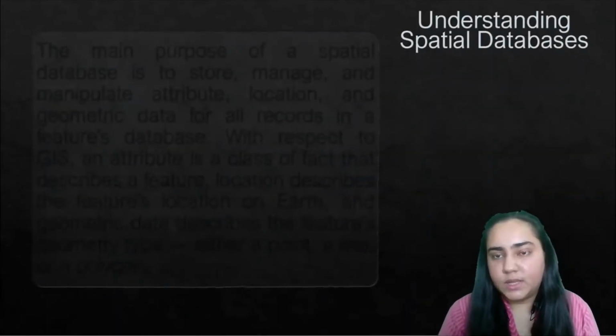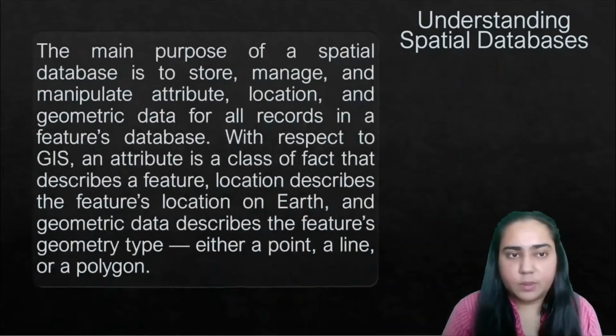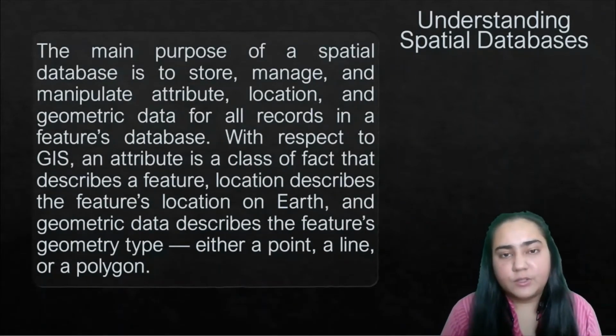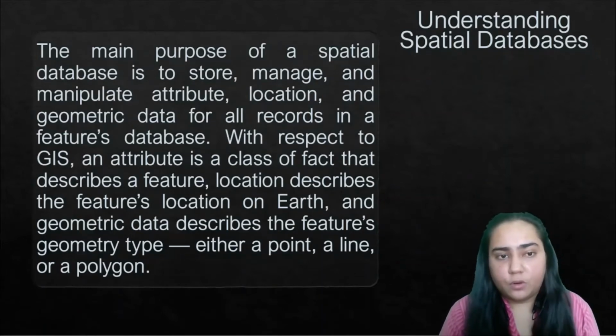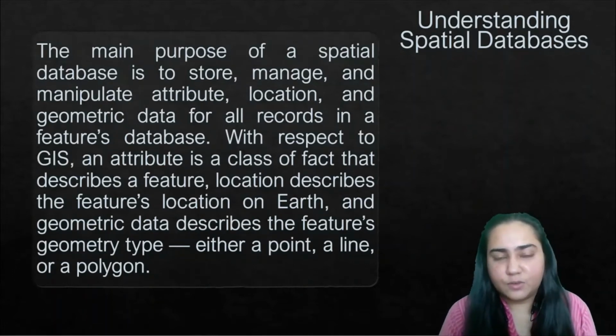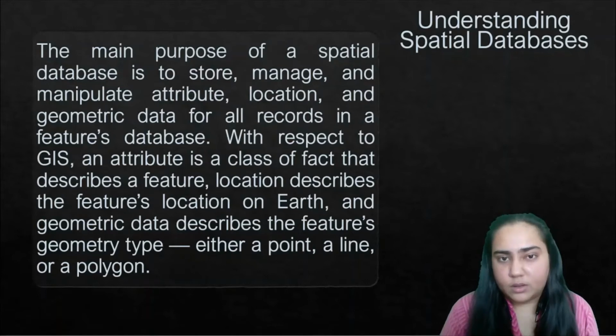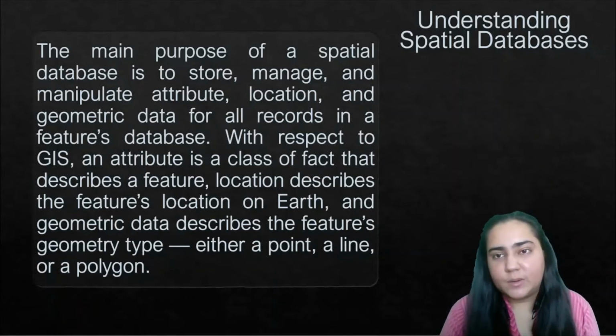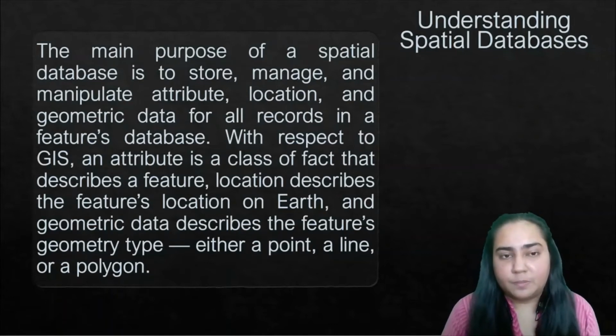Now let's try to understand what a spatial database is. The main purpose of a spatial database is to store, manage, and manipulate attribute, location, and geometric data for all records in a features database. So a spatial database is just like a normal database, but instead of storing all kinds of data, it stores specifically attributes, locations, and geometric data. Because it contains location, it is called a spatial database. And because it's a database, you have to be able to store, manage, and manipulate such data.